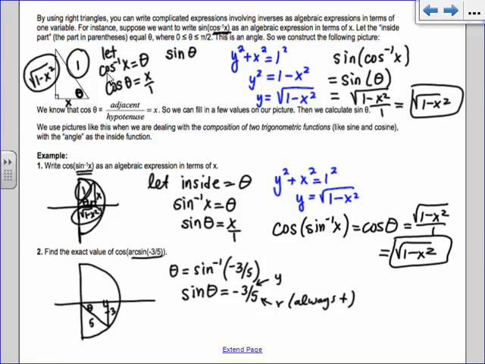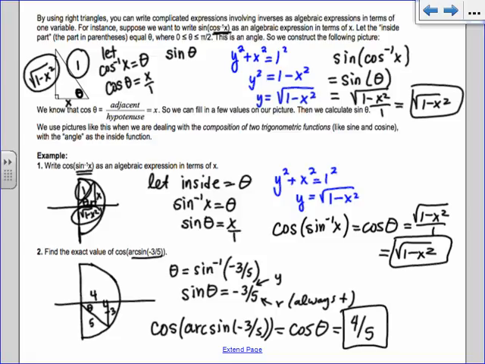So we need to find the missing side. Hopefully you can recognize that that's a 3, 4, 5 right triangle. Based on its location, and you could do the Pythagorean theorem if you weren't sure, it's positive because it's on the right side of the circle. So if I want cosine of arc sine of negative 3/5, that's cosine of theta, which is adjacent over hypotenuse. So my answer is 4/5. A little tricky, but the same thing with numbers.